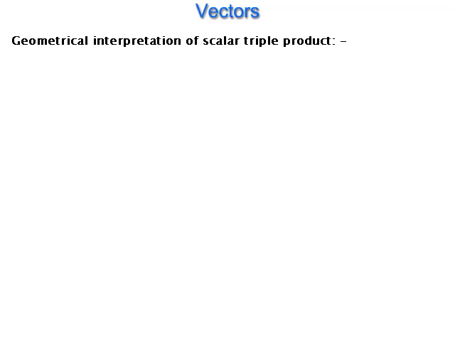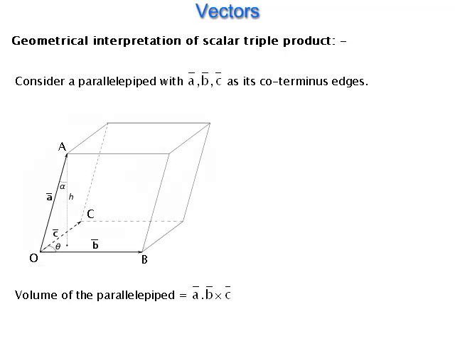Geometrical interpretation of the scalar triple product. If a bar, b bar, c bar represent the coterminous edges of a parallelepiped, then the box product a bar dot b bar cross c bar represents the volume of the parallelepiped.